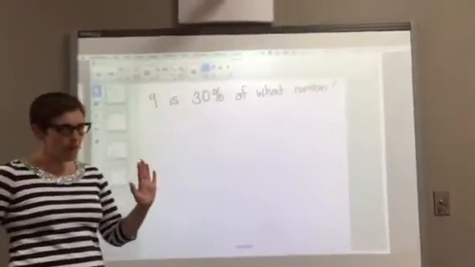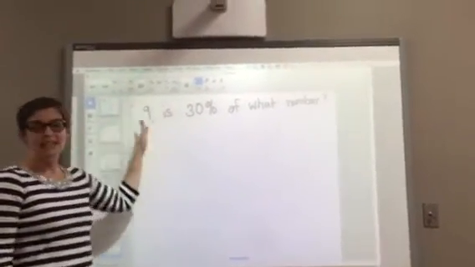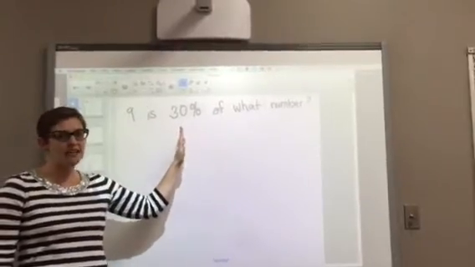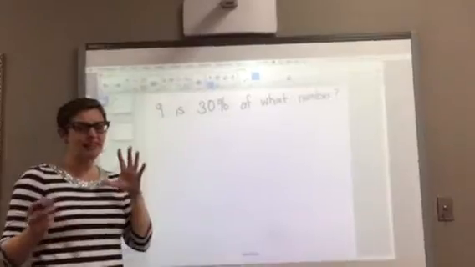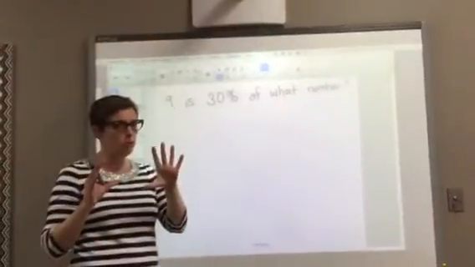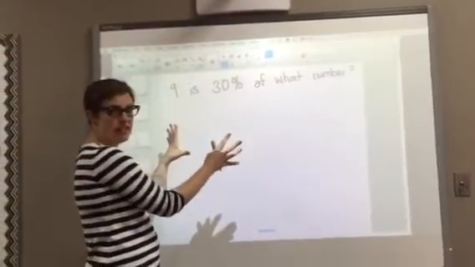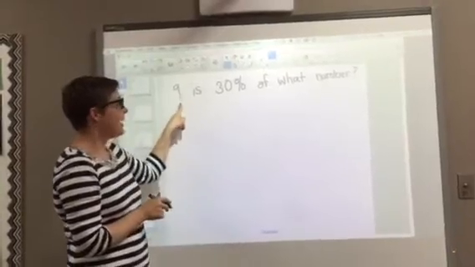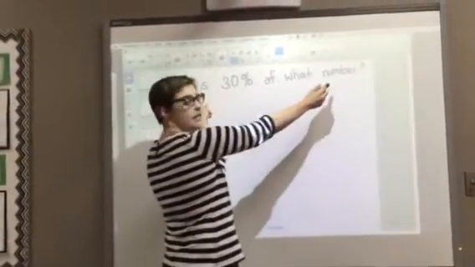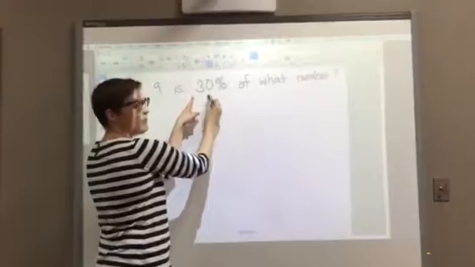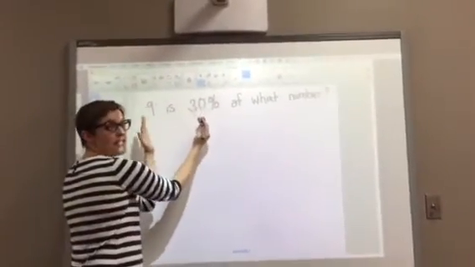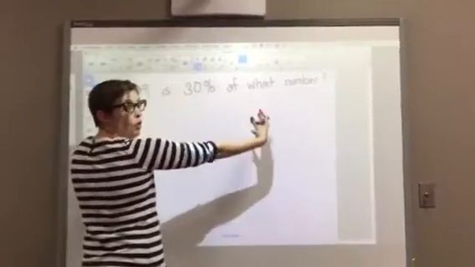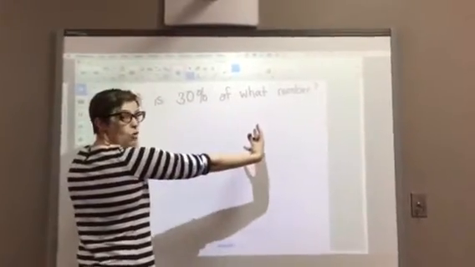Okay, final problem we're gonna do today. 9 is 30% of what number? And again, I wanna think, do I have parts? Do I have wholes? What information are they giving me? Well, 9 is gonna be part of a number. 30% is part of a whole. So I have two parts here. I don't know what the whole is.